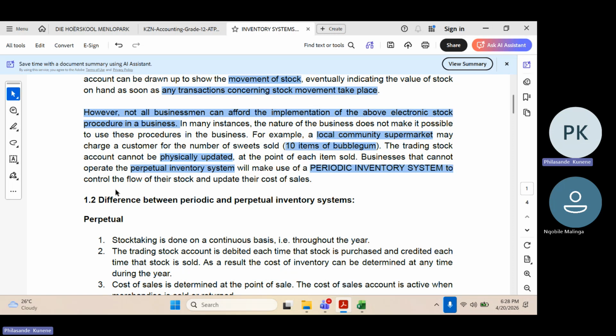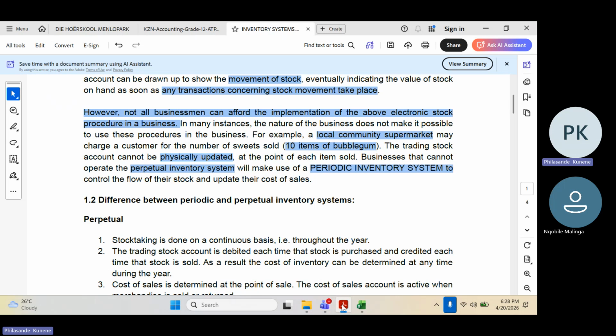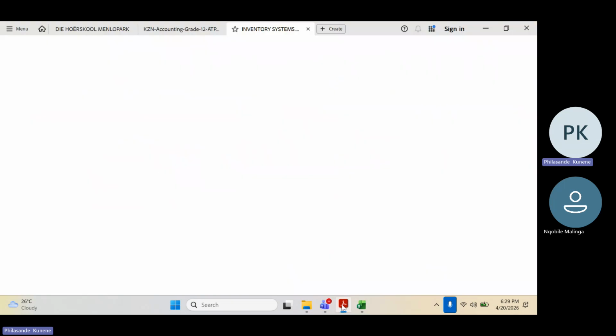That's why under the periodic inventory system, stock is only updated once at year end. They're only calculating closing stock at year end. Under the perpetual inventory system, stock is calculated daily, which means if I go to a shop right now and ask how much stock they currently have, they will tell you, because they will just go to their computer and check the balance. They're using perpetual.